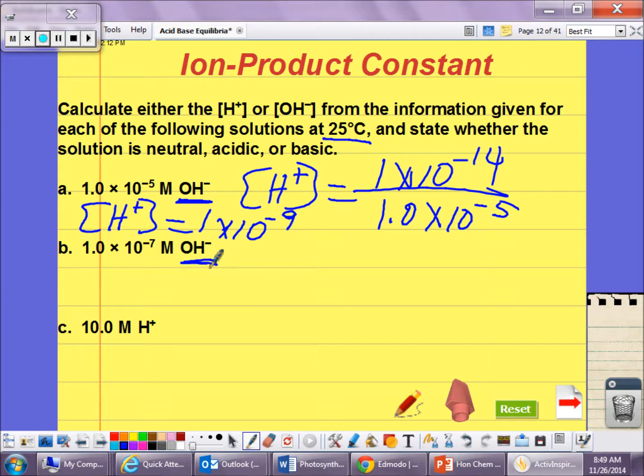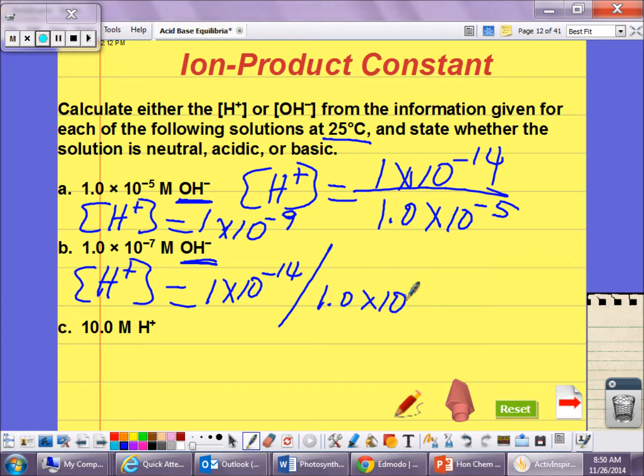So, let's do this one. They gave me OH minus, I find H plus. Equal 1 times 10 to the negative 14 divided by 1.0 times 10 to the negative 7. Therefore, H plus equals 1 times 10 to the negative 7, and the solution is neutral. Same concentration of hydrogen and hydroxide, it is neutral.